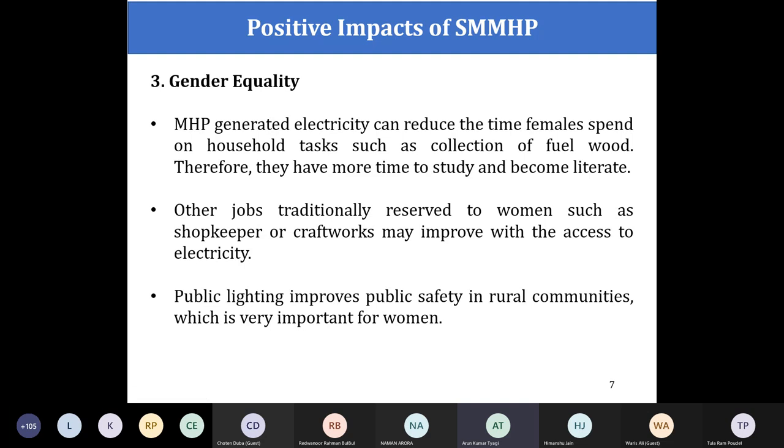Safety from wild animals in rural areas is also a concern faced by women when they are taking fuel wood from the forest, from the forest land. Many times wild animals harm the women. So after public lighting, public safety in rural community has increased. Next.